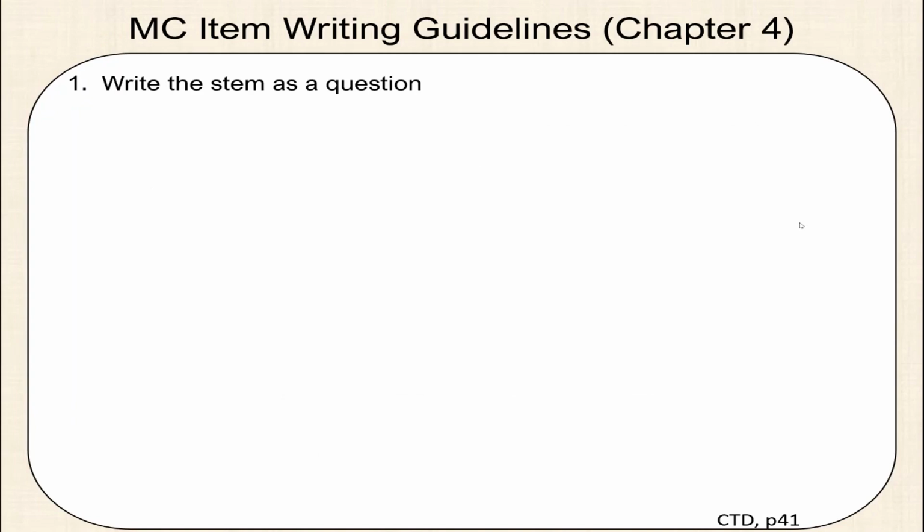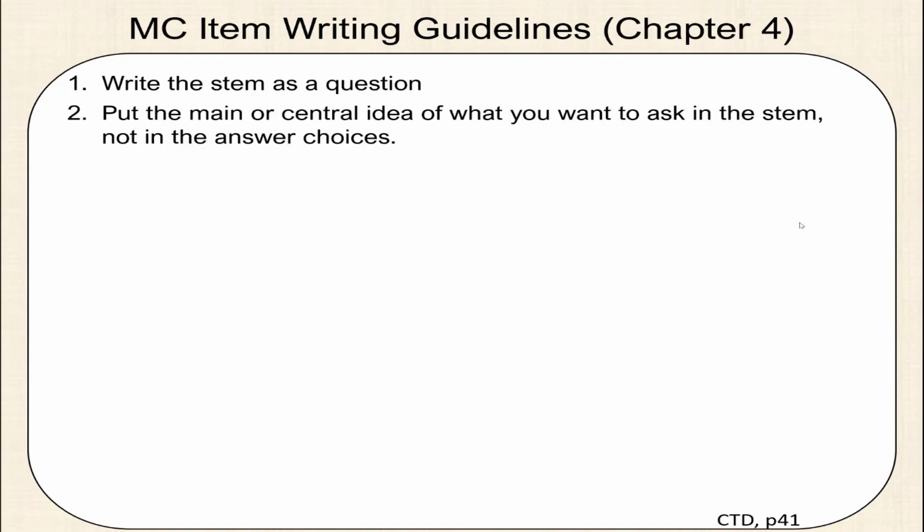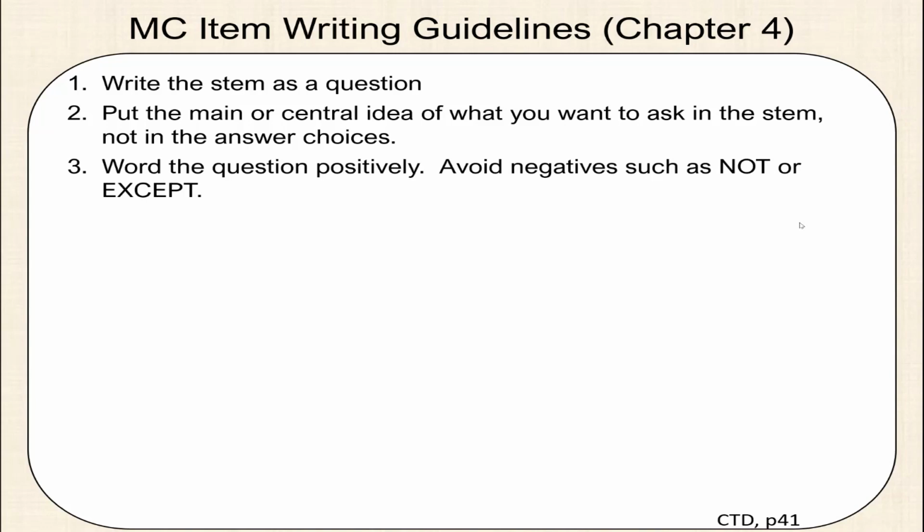Okay, so we're writing guidelines for the multiple choice items. There are a lot of them, but you're going to have this paper to look over, and some of you may already know a lot of these, but you need to write the item stem as a question, not a statement, as a question. You put the main idea or central idea of what you want to ask in the stem, not in the answer choices. And that means you need to have a complete thought in the stem, and then the answer choices don't have to be full sentences.